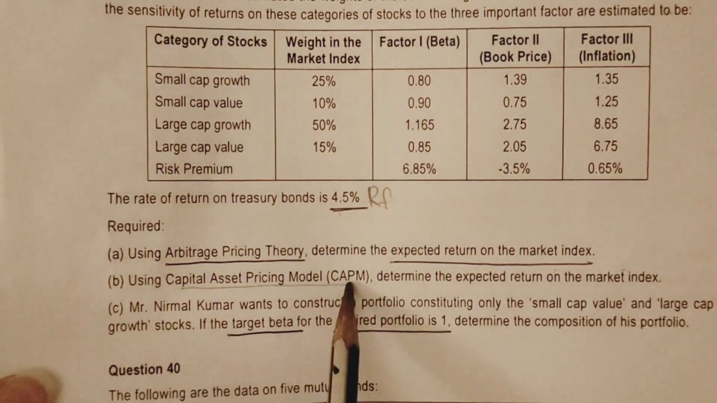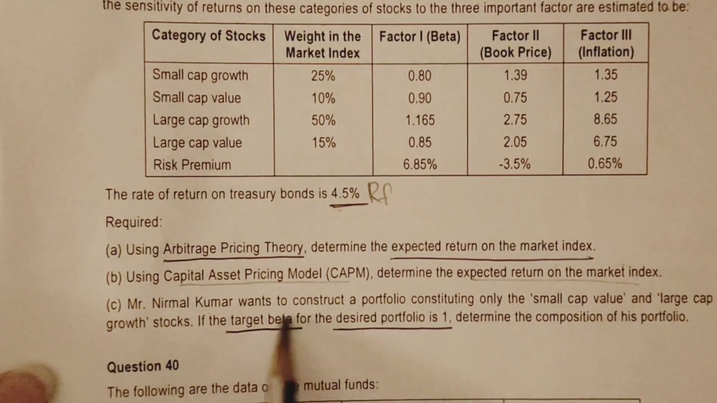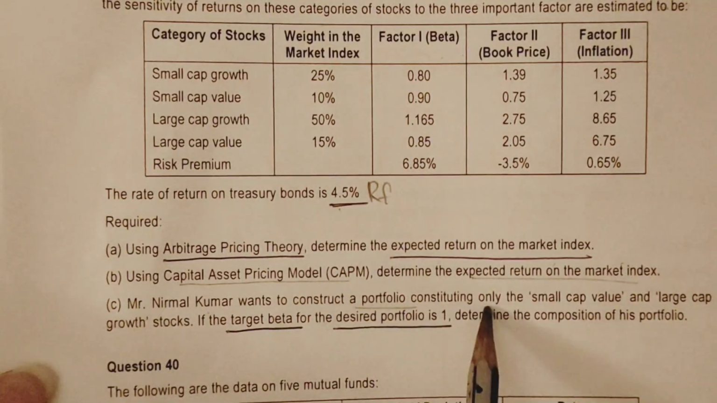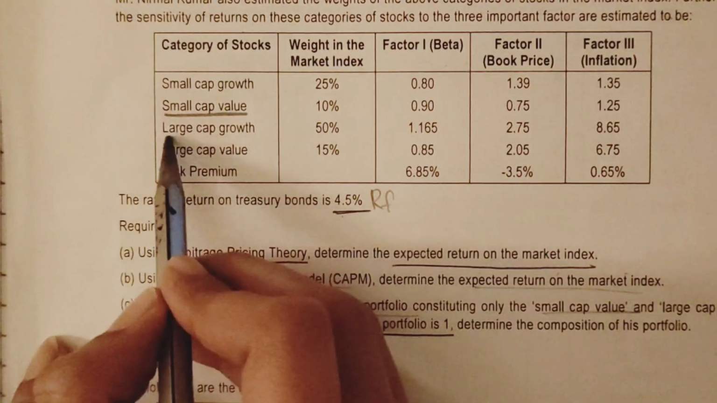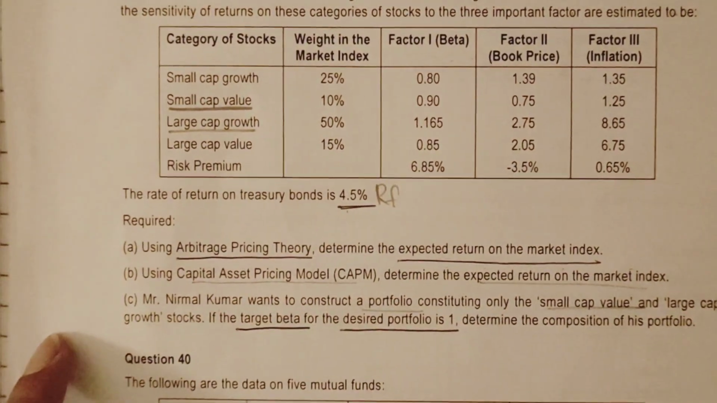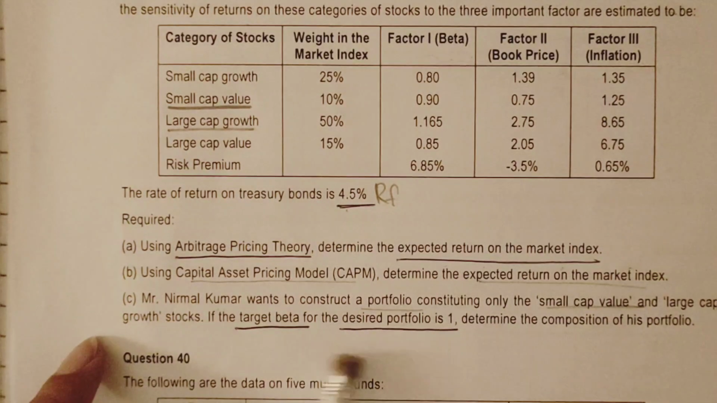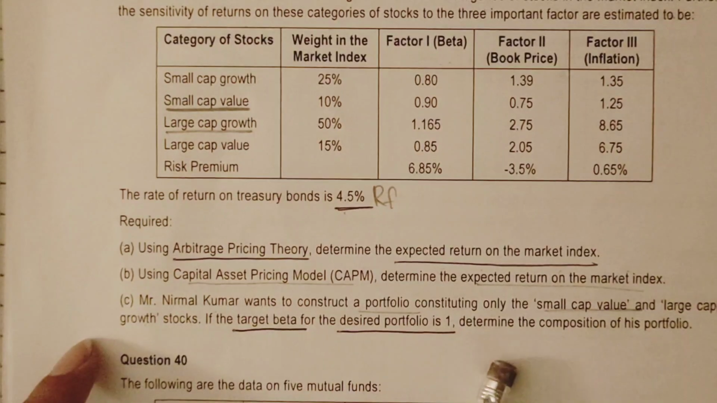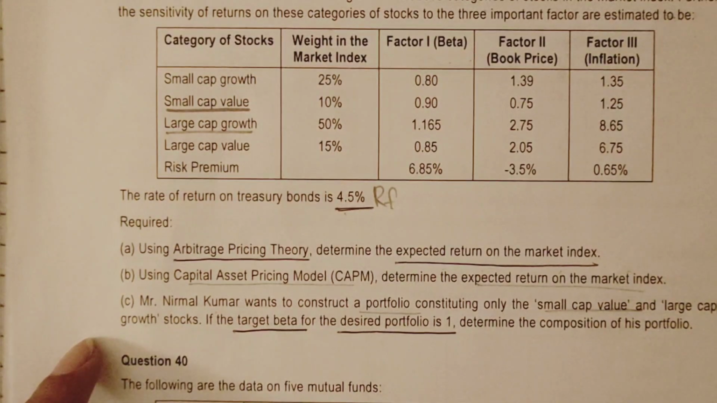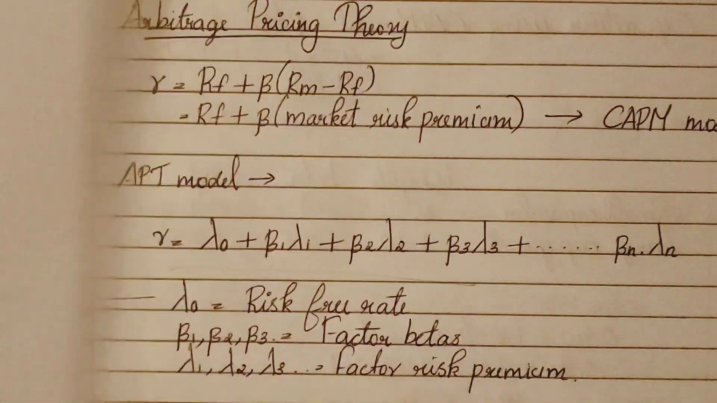Using this formula. Then, using capital asset pricing model, determine expected return. Then Mr. Nirmal Kumar wants to construct a portfolio consisting only of the small cap value and large cap growth stock. So we have to construct a portfolio using small cap value and large cap growth stocks. If the target beta for the desired portfolio is 1, so total beta is 1, determine the composition of this portfolio. Okay, so first, let us compute expected return using the APT model.